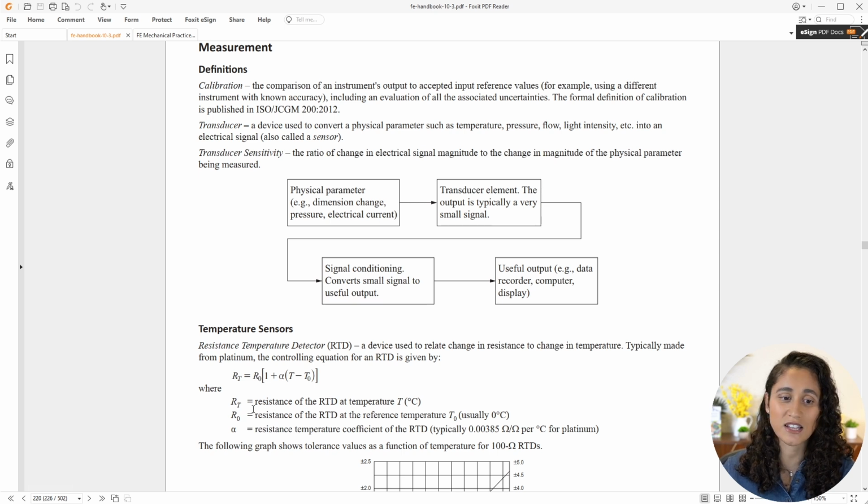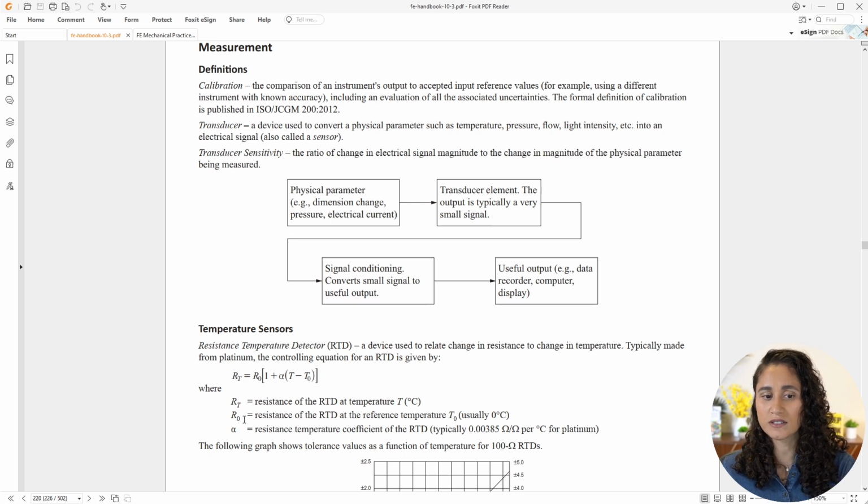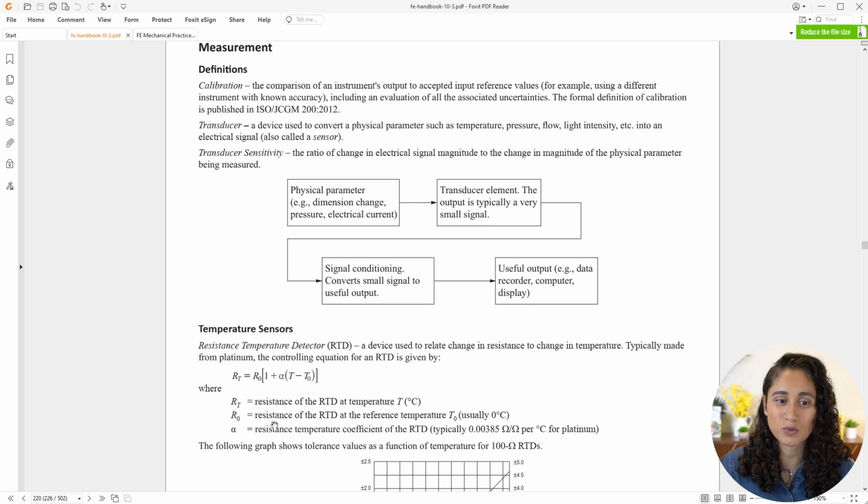Now R_T stands for the resistance of the RTD at a temperature which was given to us, so that would be at temperature 170 degrees Celsius. And then we have R naught, which is the resistance of the RTD at the reference temperature, which is 0 degrees Celsius. Usually the resistance at the reference temperature is 100 ohms, and that's what we have in the problem as well. And then the coefficient, well, that's what we're trying to determine, right? So we're going to have to rearrange this equation to solve for alpha. Let's go ahead and do that.